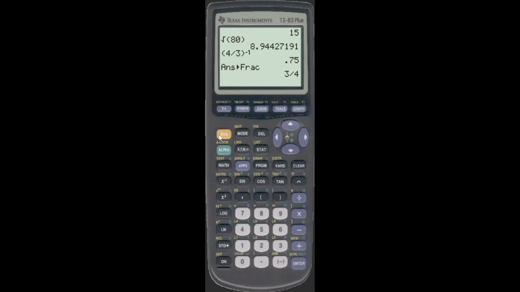Cool. But it doesn't work for everything. Okay, so again, if you do the square root of, I don't know, 90, and you go math, enter for the fraction, enter, you get the decimal again because there is no fraction. So you just got to be careful with that as well.